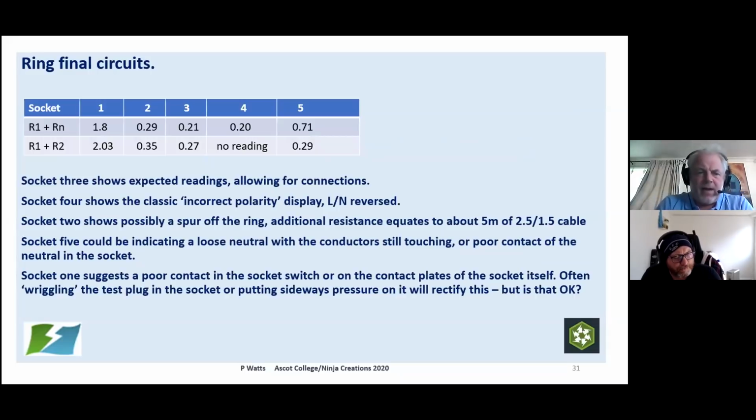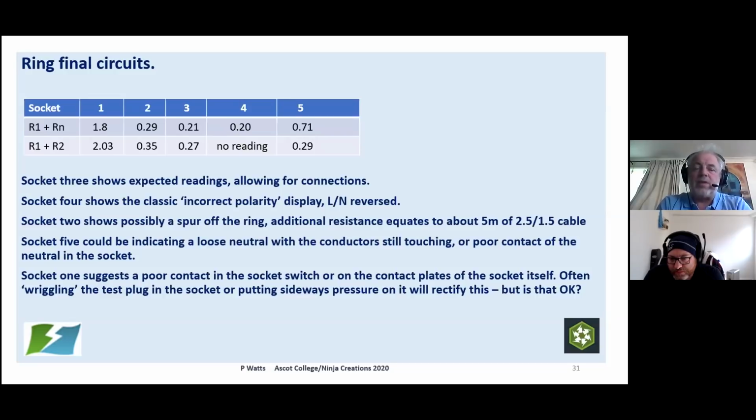Okay, so we've correctly identified that socket 3 was about right. Socket 4, reverse polarity. Socket 2, probably a spur off of the ring. As I say, it's about 5 meters of 2.5, 1.5. Socket 5 could be indicating a loose neutral. And maybe the neutral conductors are still touching, but the connection is loose. They might still be making connection, which gave you your little Rn. It gives you all the other readings okay, but doesn't give you a good connection to the actual socket. So it could be a loose neutral.